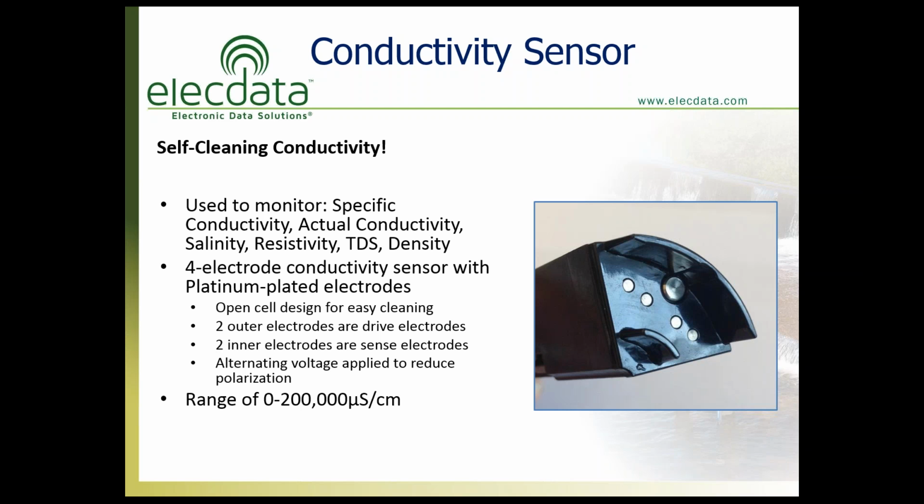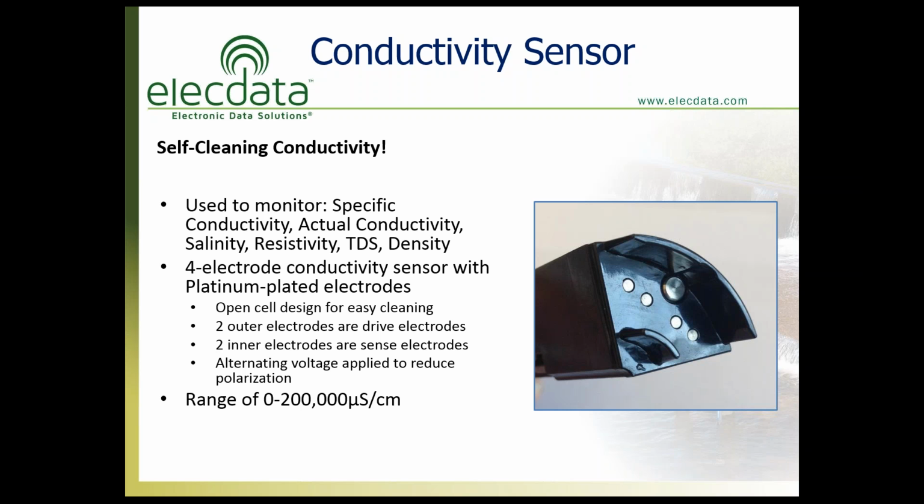Now, because we're measuring conductivity, we can also provide all of the derived values that come from conductivity. So you can get actual conductivity, specific conductivity, which is referenced to a known temperature, typically 20 or 25 degrees C, salinity, resistivity, total dissolved solids, and using this information, water density. So a lot of things are happening with that conductivity sensor.